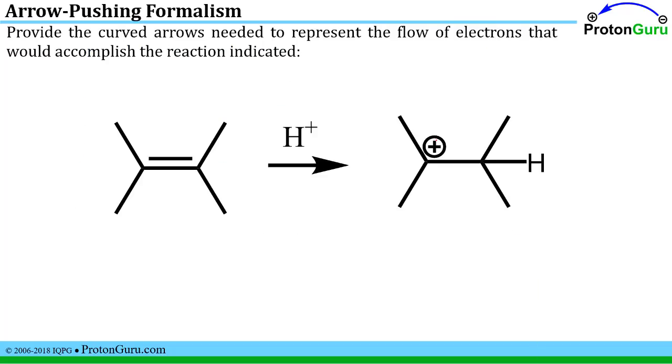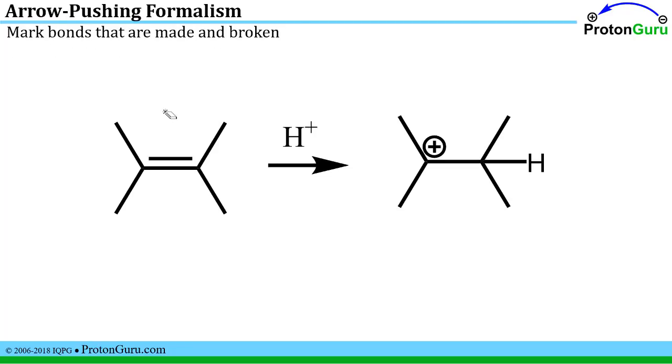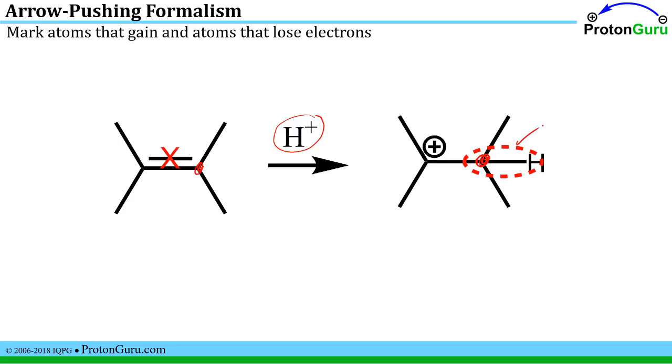So let's apply this procedure again to this problem. Provide the curved arrows needed to transform this alkene into this cationic species. So we again start off by marking bonds that are made and broken. Well, we don't have a double bond in the product, so we've got to get rid of that somehow. And what we have is this proton that was floating around as a separate entity is now attached to this carbon on this side. So that's a bond we need to make with our arrows.